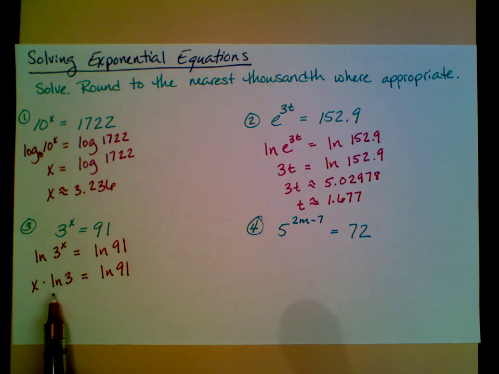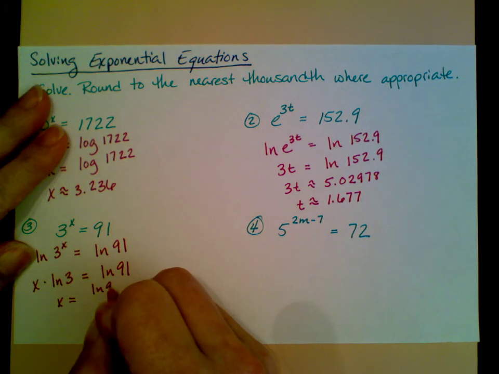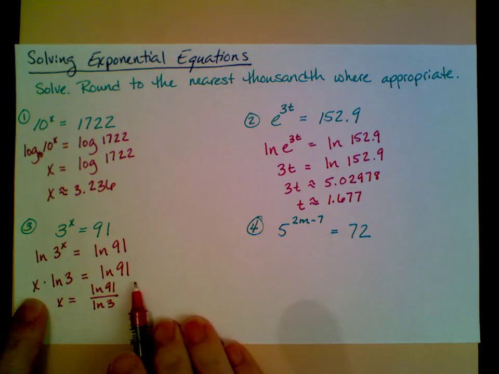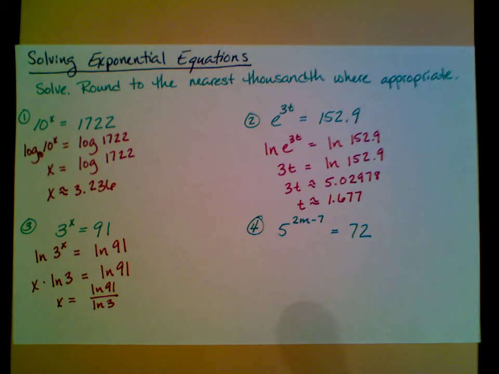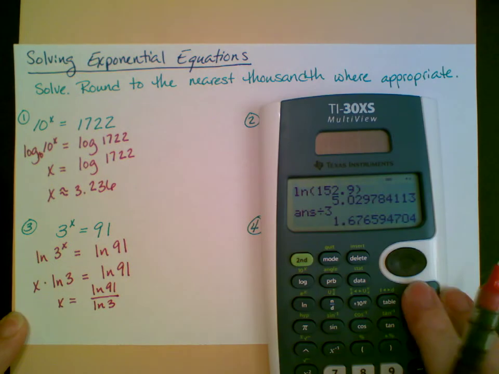So now I want to point out the natural log of 3 is just a number. It's not as nice a number as like 8, but it is still just a number. And I have x times a number equals another number, which means that x is equal to the natural log of 91 over the natural log of 3. I just divided both sides of my equation by natural log of 3, and I can do that because it's just a number. Now, I'm going to use my calculator to get a decimal approximation.